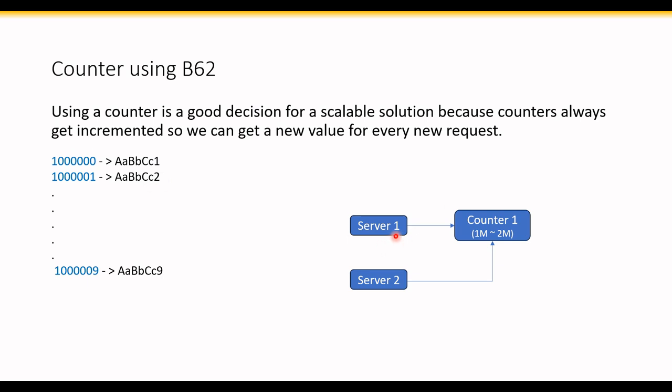However, here also there is a challenge. Let's say there is a single counter which ranges from 1 million to 2 million. If server 1 and server 2 both depend on counter 1, and counter 1 goes down, then we need to have a counter 2, and counter 2 doesn't know at which value, let's say 1 million or 1,000,010, it stopped assigning, and from which value it needs to restart assigning the new decimals or new tiny URL values to server 1 and server 2. So that leads to a single point of failure.